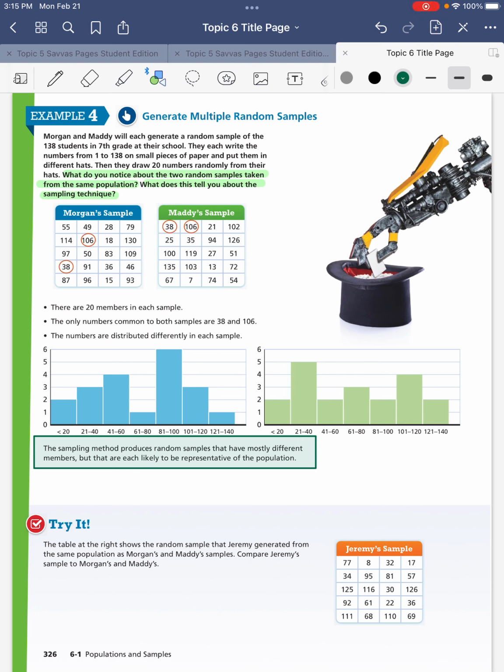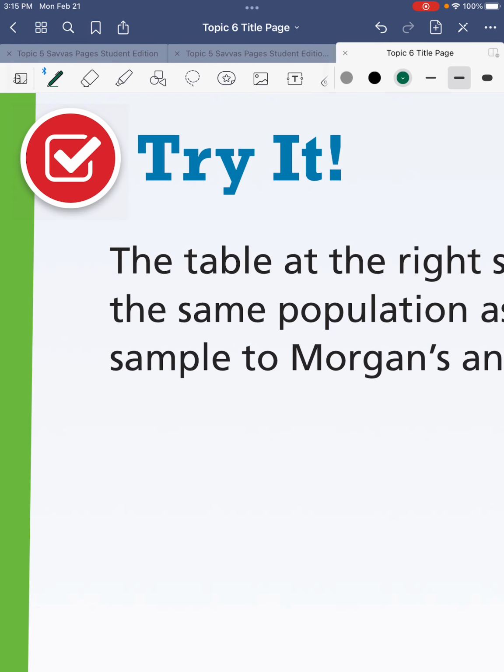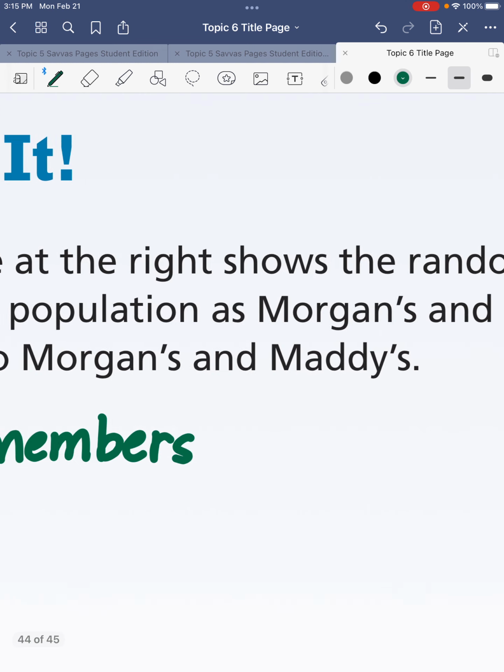Okay, so when I look at Jeremy's sample, I see this sample right here, and there are 1, 2, 3, 4. 1, 2, 3, 4, 5. So 4 times 5, 20. So there are 20 members in the sample. So I'm going to say that. That's the first thing I'm going to say: 20 members or 20 people in the sample.